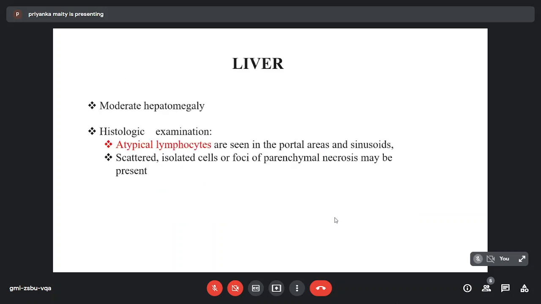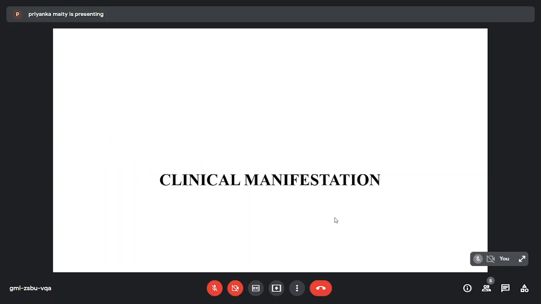Liver shows moderate hepatomegaly. Histological examination shows atypical lymphocytes in portal areas and sinusoids. Scattered isolated cells or foci of parenchymal necrosis may be present.